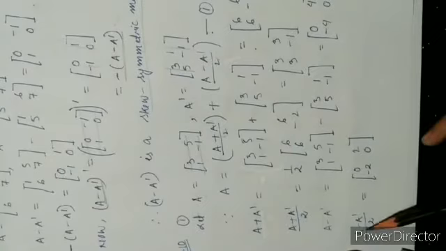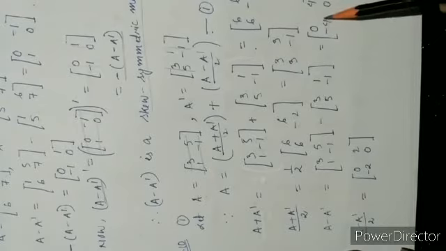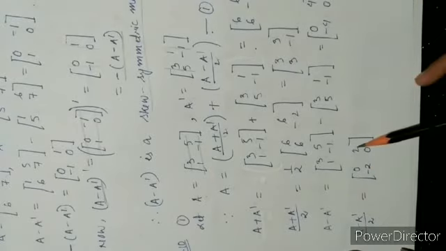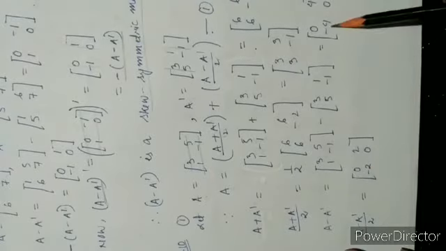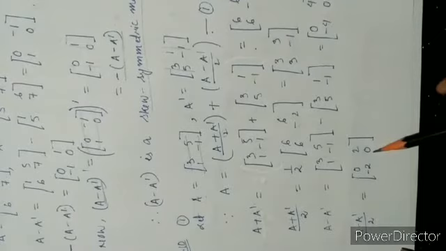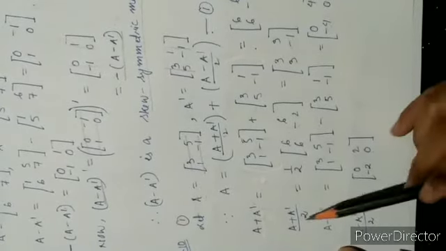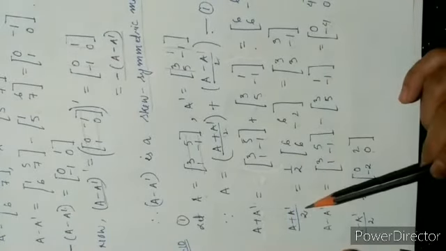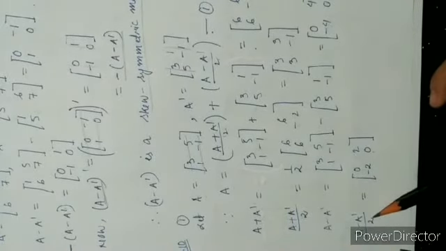Now find the value of A minus A dash by 2. Divide all these elements by 2. 0 divided by 2 is 0. 4 divided by 2 is equal to 2. Minus 4 divided by 2 is equal to minus 2. And 0 divided by 2 is equal to 0. Here we have the values of A plus A dash by 2 and A minus A dash by 2.